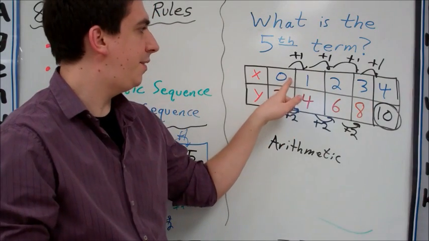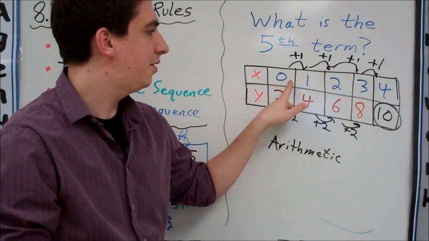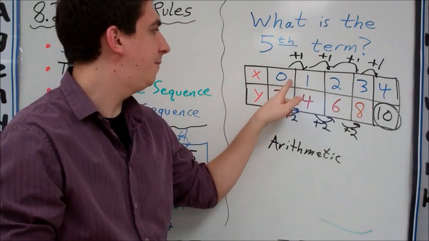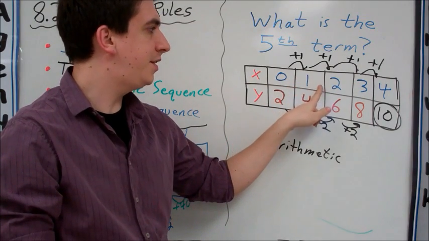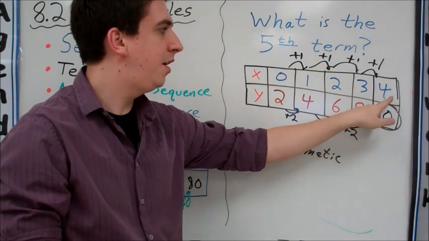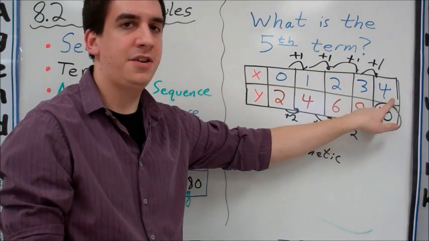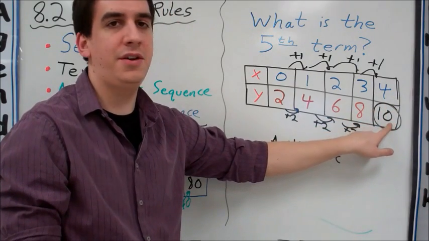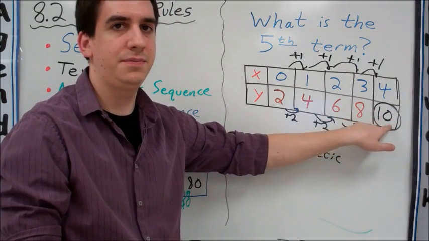Our first term is always all the way on the left here, or all the way at the top of a chart. So first term, second term, third term, fourth term, fifth term. Our fifth term is 4 for your x value and 10 for your y value.